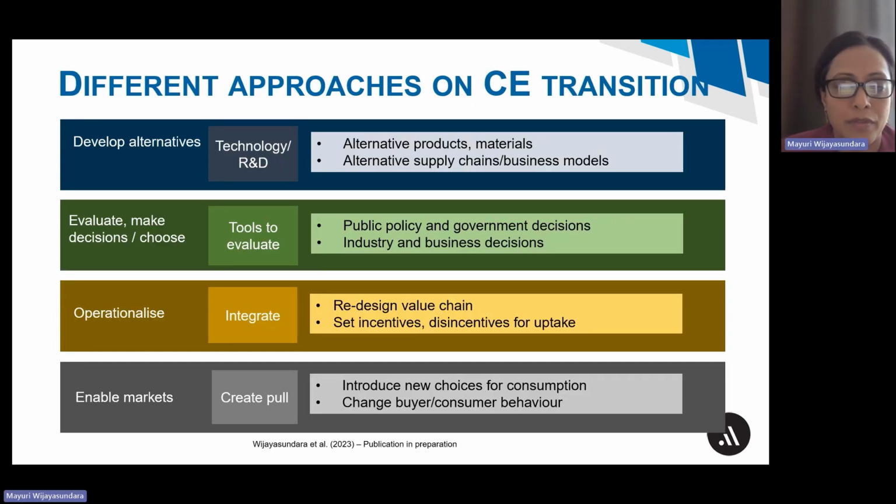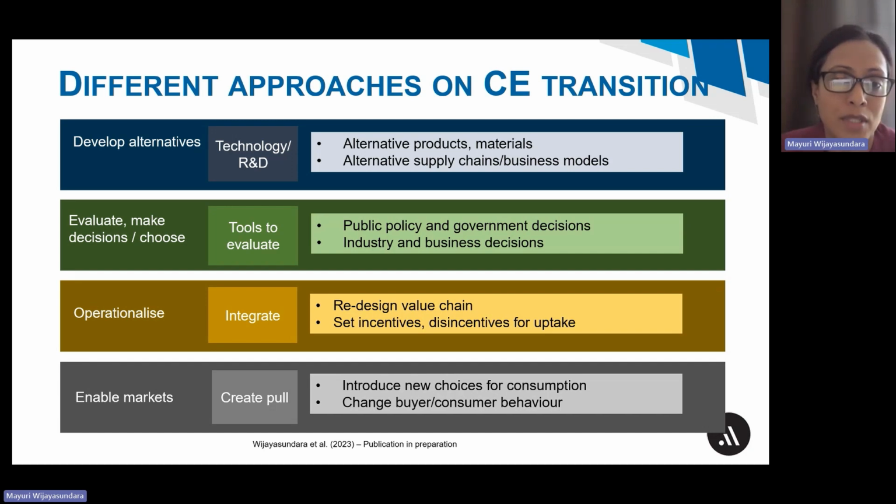This is something I'm writing up and want to publish, but it basically talks about transition more at an economy and an industrial level. So you develop alternatives, which could come in the form of alternative products, materials, supply chains, business models. In this situation, all of this applies to a circular economy or regenerative economy. By the way, my preferred word for it is regenerative economy, because that is what communicates the true purpose of it.